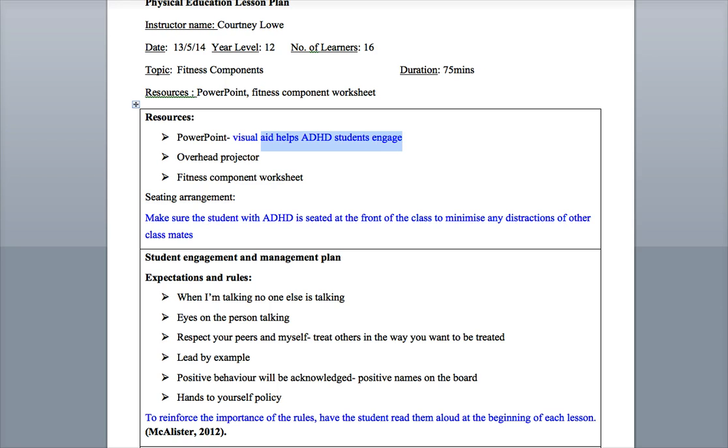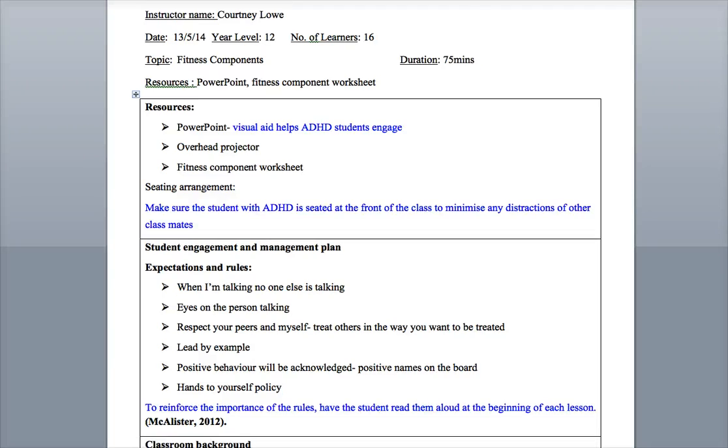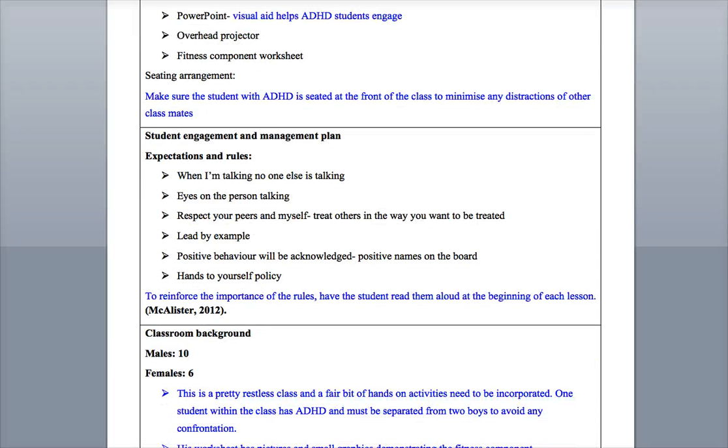The literature says that visual aids help ADHD students engage. I've also got seating arrangements, so I'd make sure the student with ADHD is seated at the front of the class to minimise distractions from other classmates. Another strategy would be to reinforce the importance of rules and have students read them aloud at the beginning of the lesson. I would have a student engagement and management plan. I could have a hard copy of these rules and put them up on the board at the start of each lesson, just to make sure all students are aware of them.